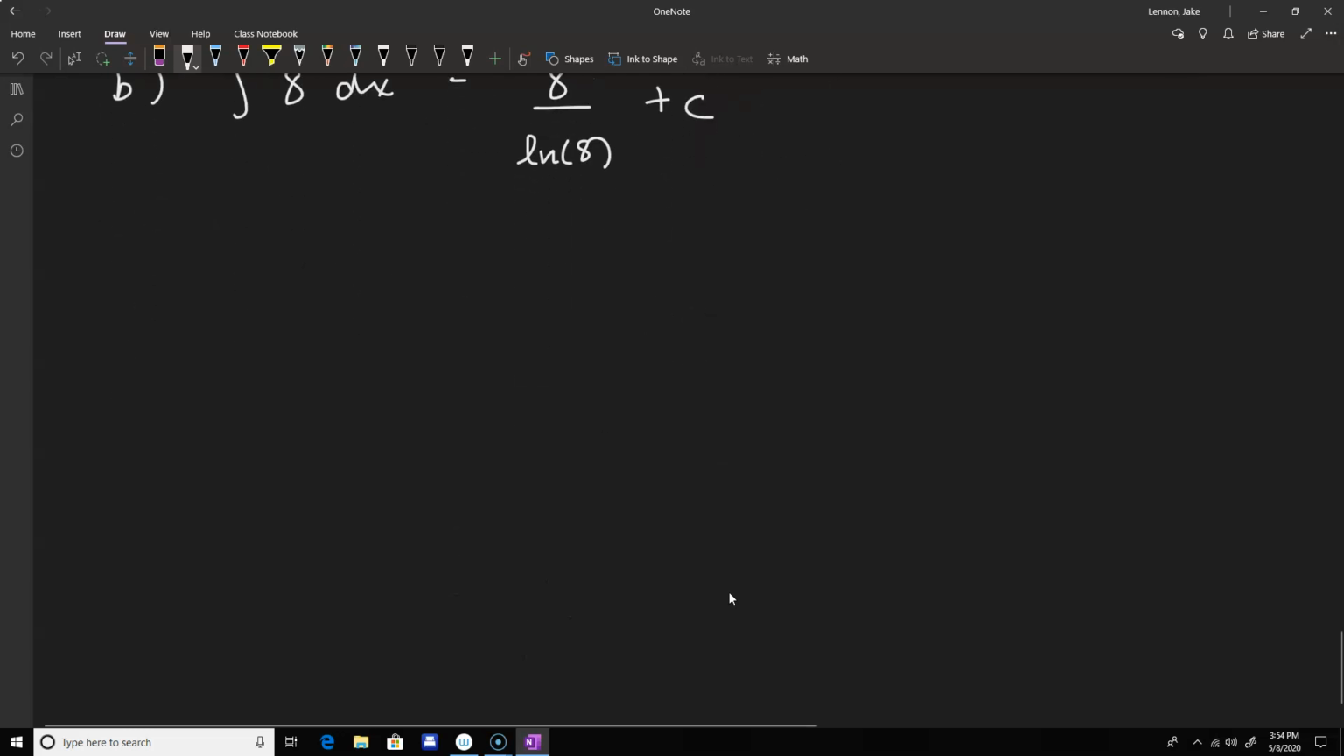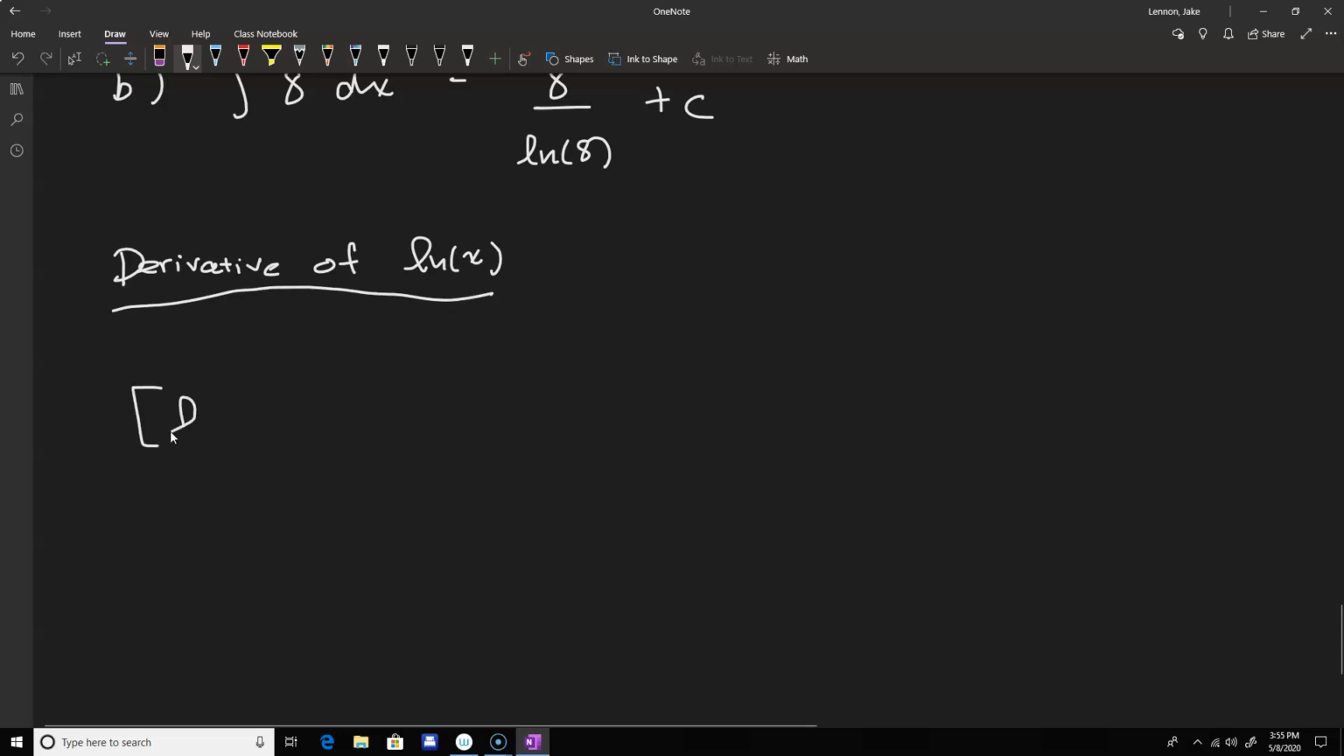Okay, so one last rule maybe we'll look at. So what is the other function we looked at? Well, we said the derivative of the natural log of x, we had a rule for that.